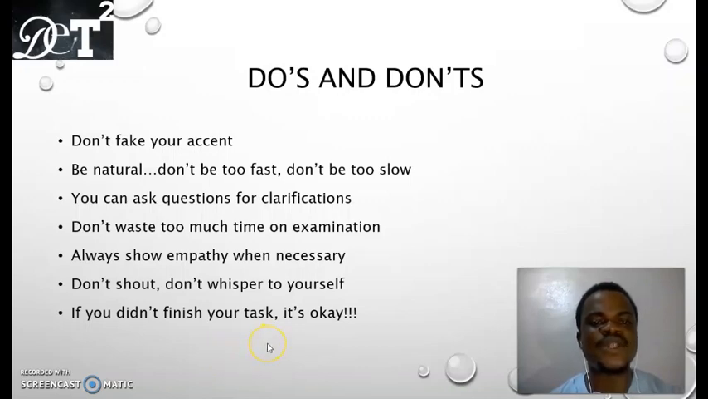And if you didn't finish your task, it's actually okay. Don't beat yourself up about it, and don't feel that you failed, because in the criteria there is no place that says completeness of task, and they will award no marks for it. Whether you finish the task or you don't finish the task, just don't feel bad about that.